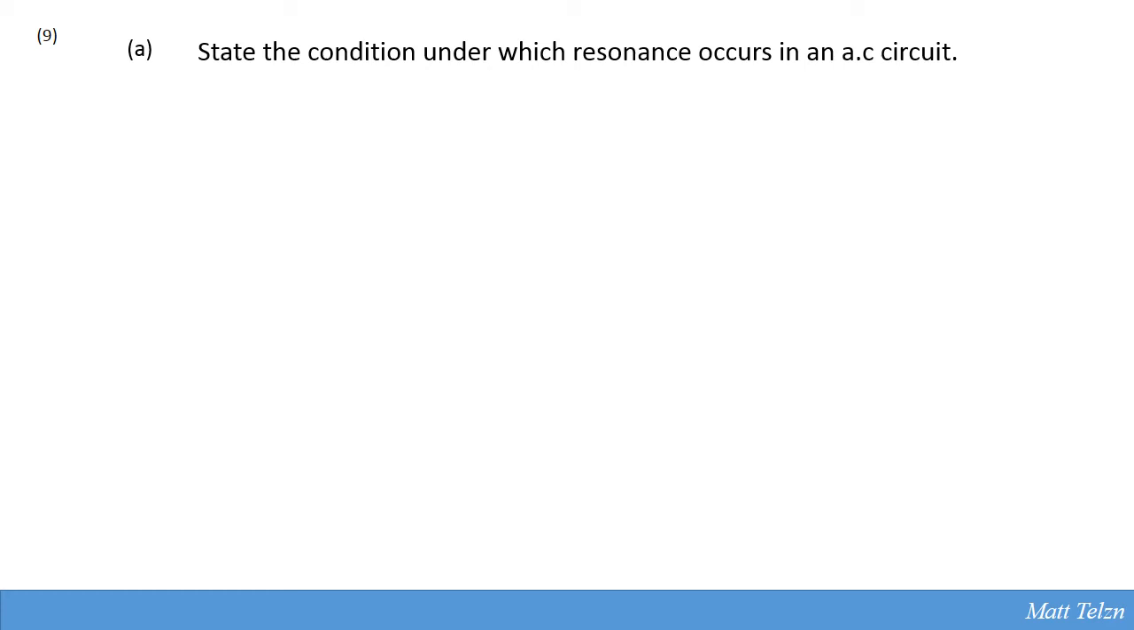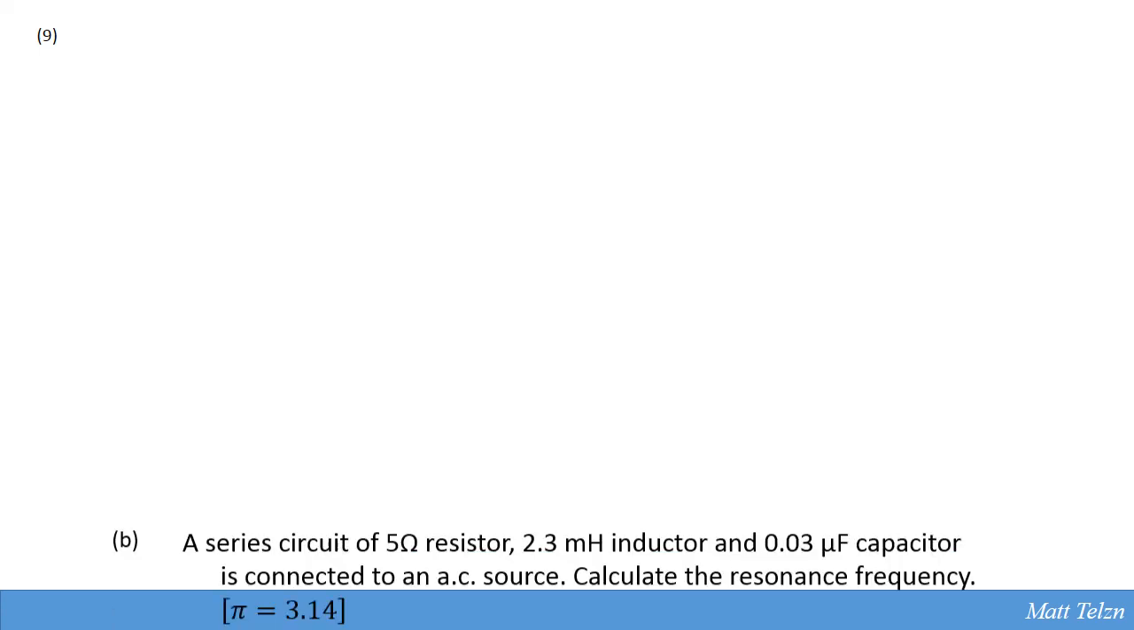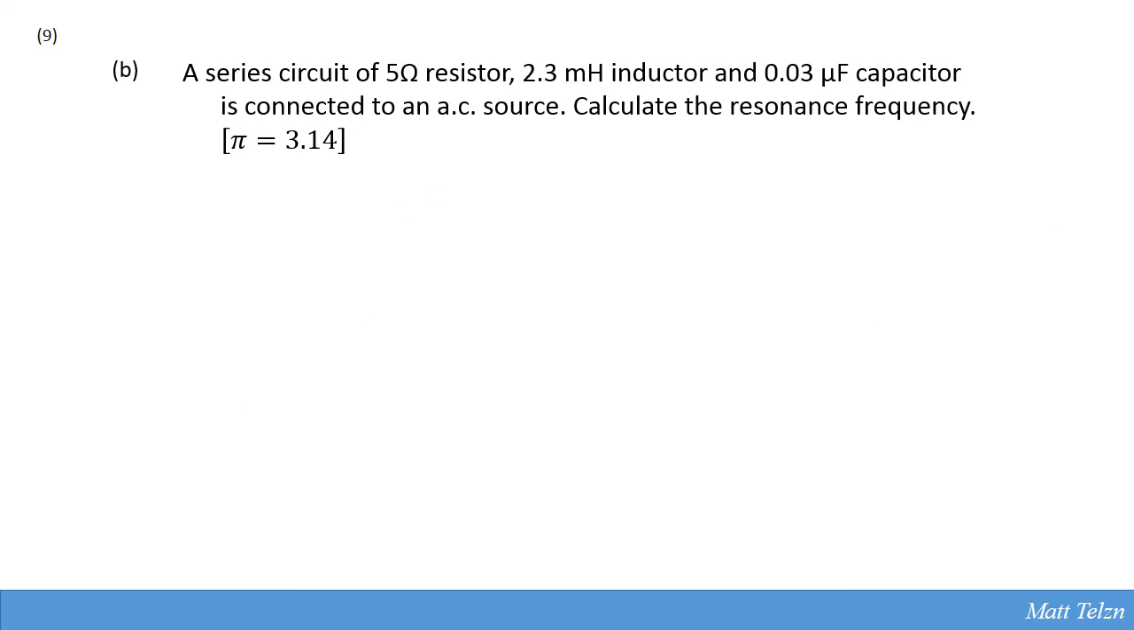State the condition under which resonance occurs in an AC circuit. This is the condition, and the mark allocated is 1. The B aspect: a series circuit of a 4 ohm resistor, 2.2 millihenry inductor, and 0.03 microfarad capacitor is connected to an AC source. Calculate the resonance frequency. Pi is given as 3.14.